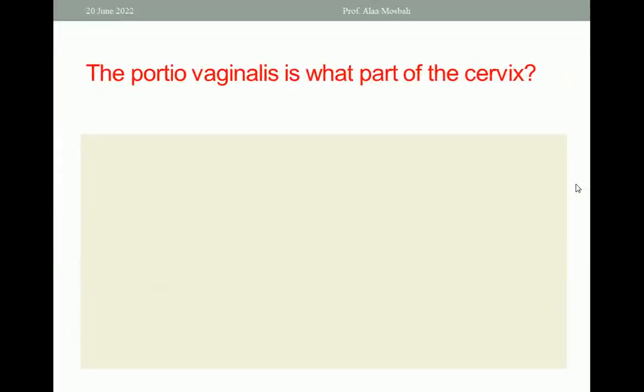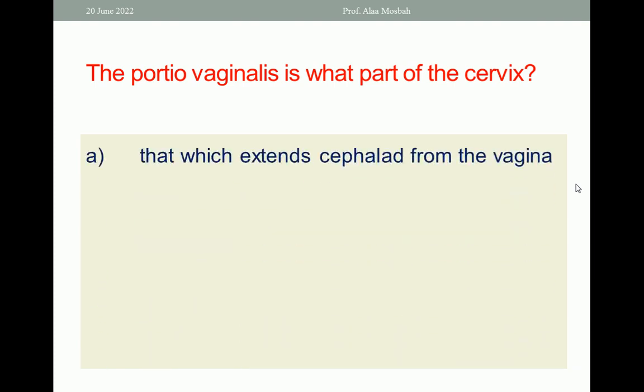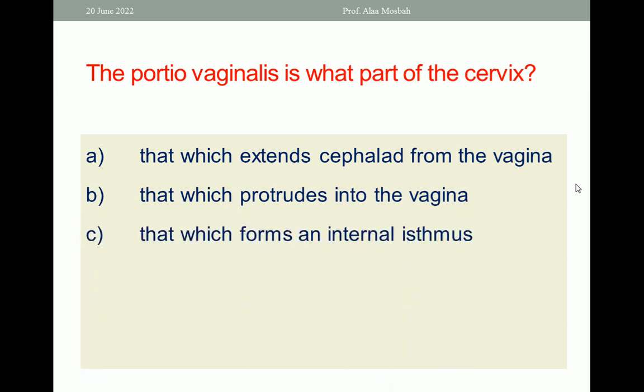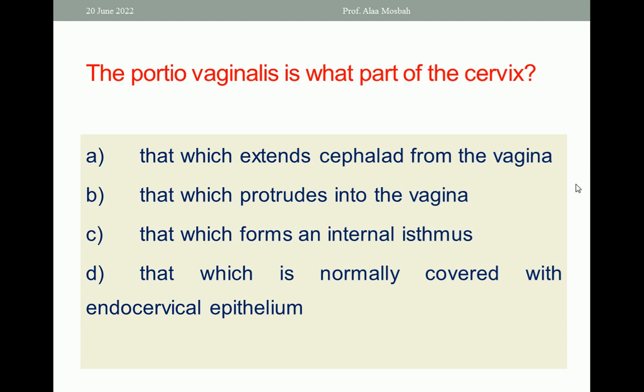Go to the next. The portio vaginalis is what part of the cervix? A. That which extends cephalad from the vagina. B. That which protrudes into the vagina. C. That which forms an internal isthmus. D. That which is normally covered with endocervical epithelium. E. That which opens into the uterus. Choose the one best response. The one best response here is B. That which protrudes into the vagina.